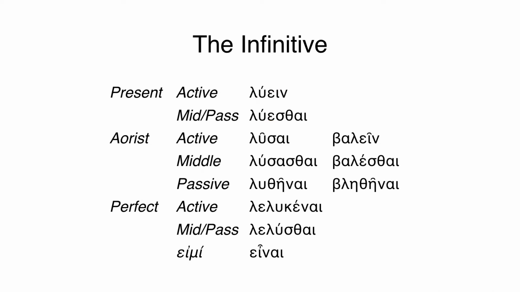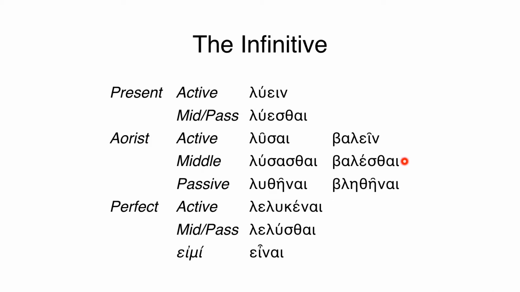When we switch to the aorist, the first aorist active is lusai. The middle is lusasthai. And the passive is lythenai. You'll notice the characteristic sigma in the aorist active and middle forms, and the characteristic theta in the aorist passive form.